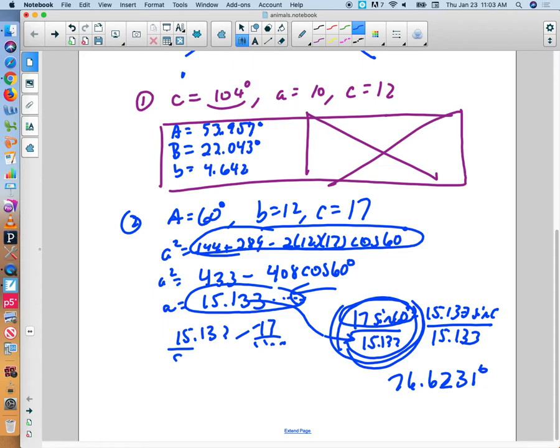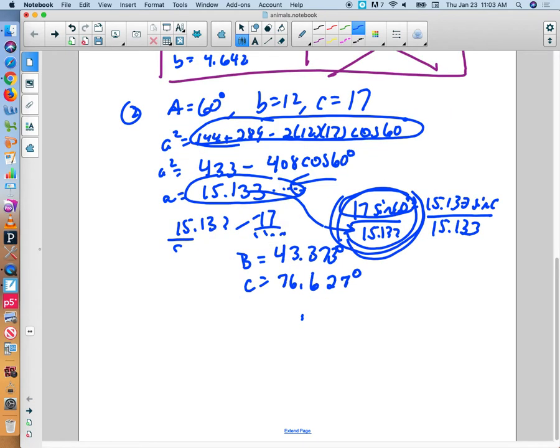So let's go back to the answers. All right, so B. Katie, what'd you get for B? I got 43.373. Did anybody else get 43.373 and 76.627 or 628? Oh yeah. Okay. All right.